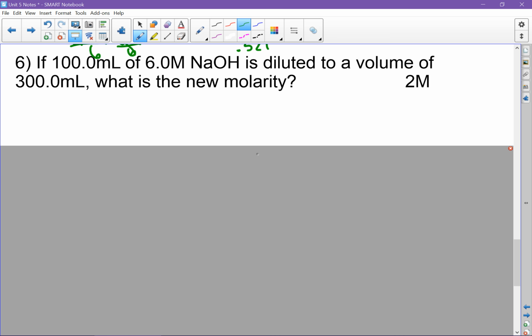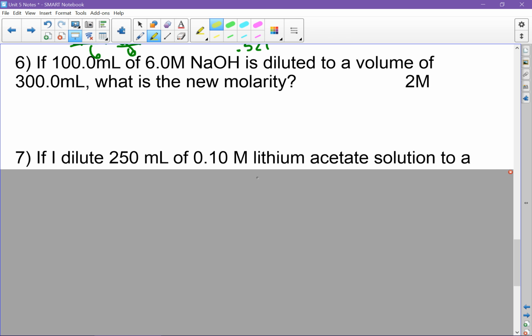Let's take a peek at number 6 if you struggled with that one. Go ahead and highlight all the numbers that you see. And then you're going to write your formula. M1V1 equals M2V2. So in this question it says what is the new molarity? New means the second one, so the X is going to go over here.